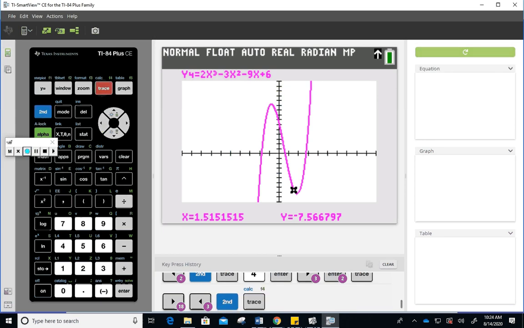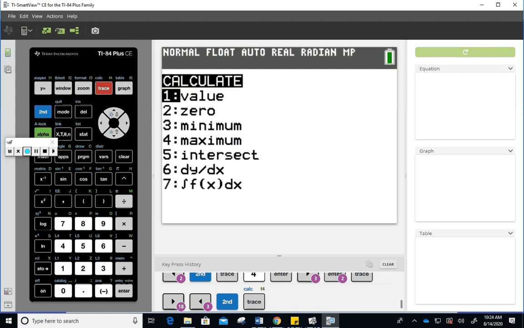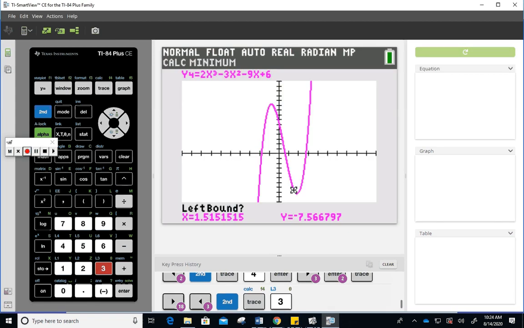Second trace. All right, I want the minimum this time. I am on my left side, so hit enter. Arrow to the right once, twice. No, negative 8.25 seemed to be my lowest, so go to the right of that so your Y values get higher again. And then I'm going to say right bound, enter, and guess, enter. So I'm getting a minimum of 1.823, I think, and negative 8.260 again.